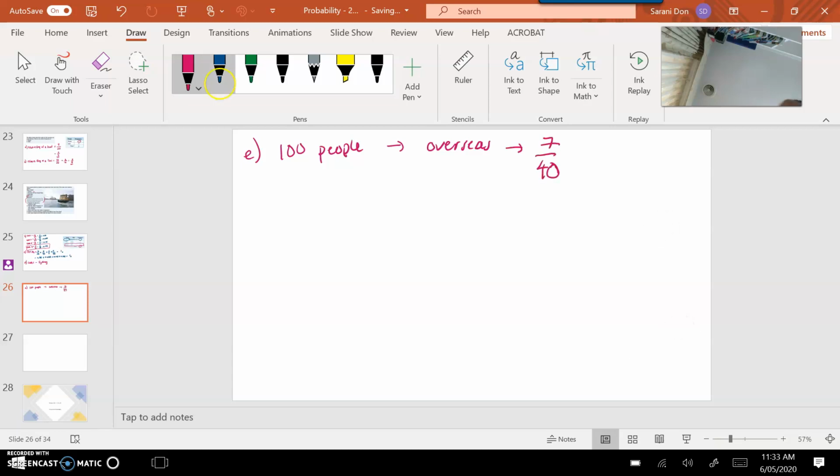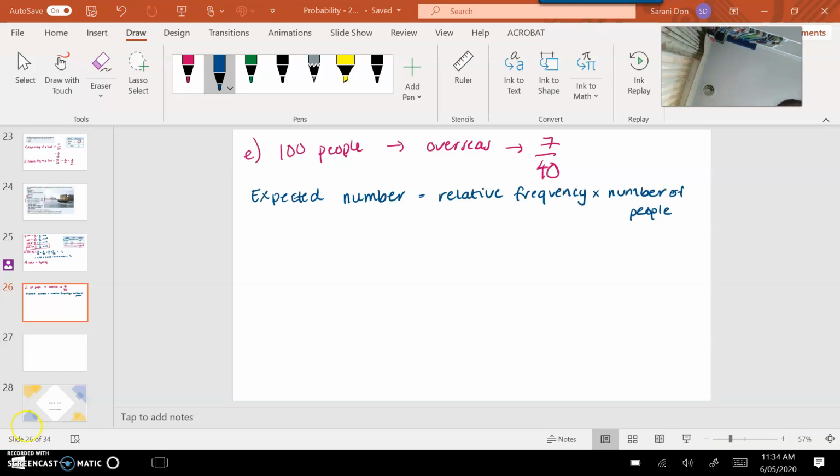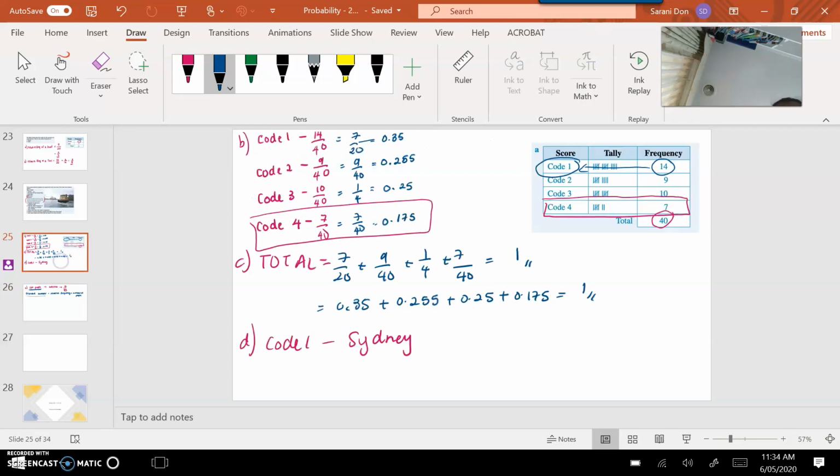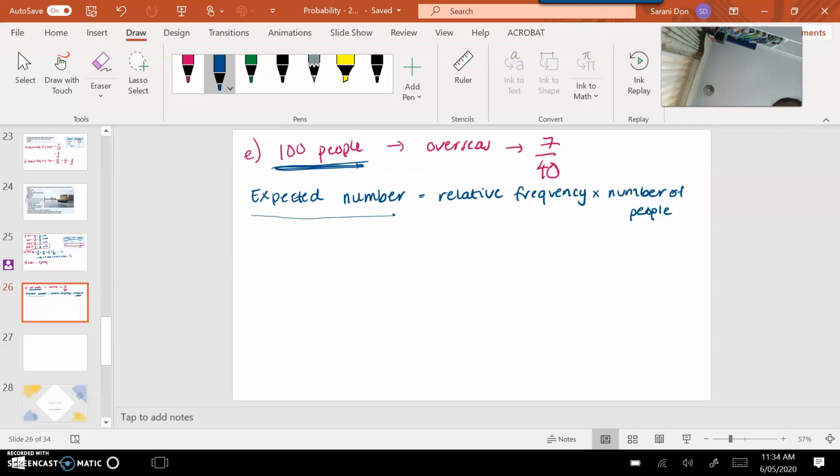So in order to work this out, this is the formula that you use. I'll just write it. So when you get a question like this, when they've given you, how many do you predict will be born overseas with 100 people? This is the formula used. So the expected number, that's what we're trying to find. You get the relative frequency, which is this stuff here. So part A, this is all relative frequency. Then you multiply it by the number of people. So in this scenario, the relative frequency was 7 out of 40, and the number of people is 100.